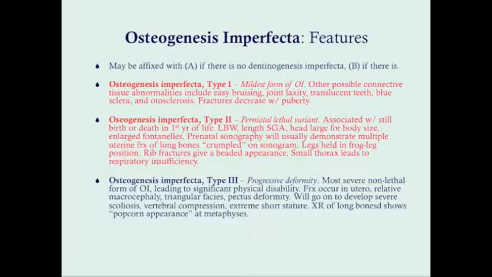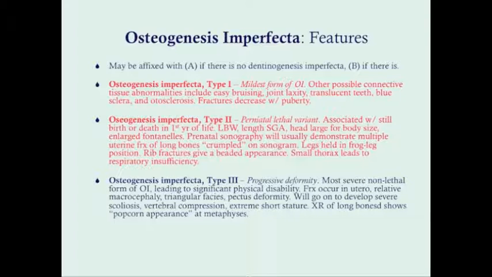Now, on the other hand, Osteogenesis Imperfecta type 2 is a perinatal lethal variant. So these babies do not survive typically past the first year of life. Usually, though, they're stillborn. They'll die in utero. When they're born, they tend to have a low birth weight. They certainly have a low length.